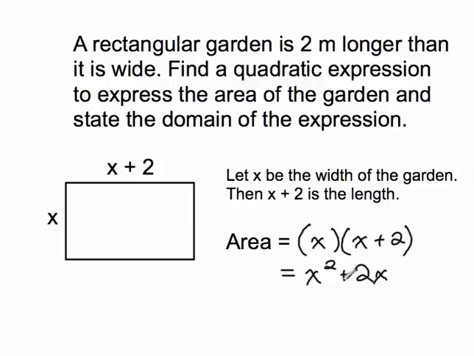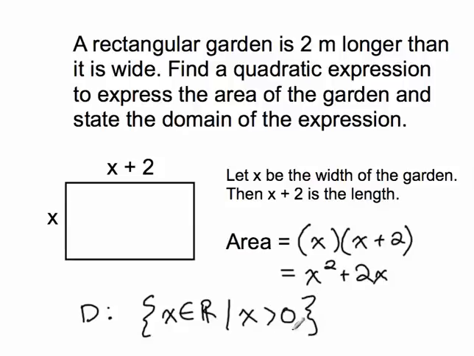In the context of this question, it doesn't make sense to have a value of x that's 0 or less than that. So in the context of the question, our domain is going to be, again, we start: x is an element of real numbers, such that x is greater than 0. And we don't want x to be 0 either, so we leave the greater than or equal to out. We just say x is greater than 0. So that would be the domain for this in the context of the question.